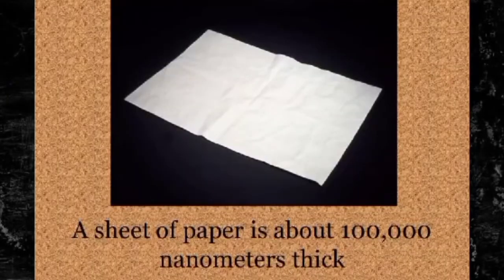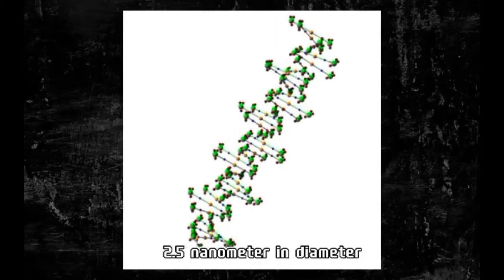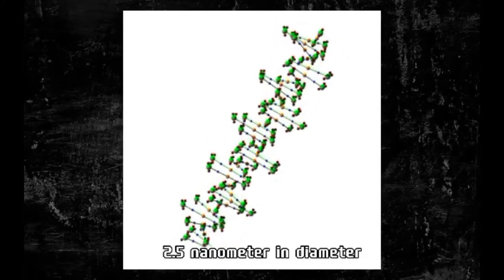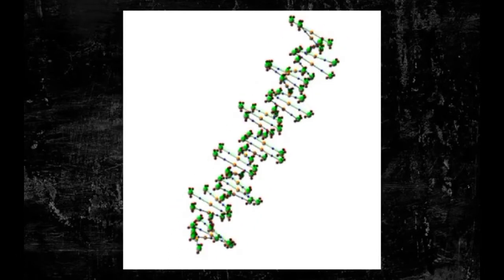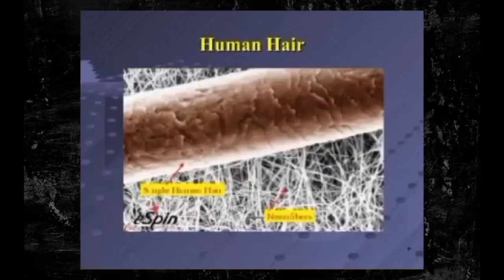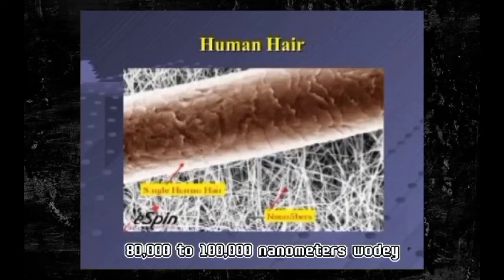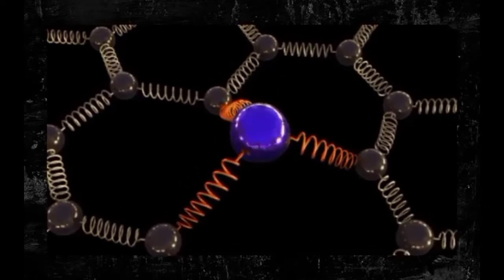A sheet of paper is about 100,000 nanometers thick. A strand of human DNA is 2.5 nanometers in diameter. There are 25,400,000 nanometers in 1 inch. A human hair is approximately 80,000 to 100,000 nanometers wide. A single atom is about a third of a nanometer in diameter.